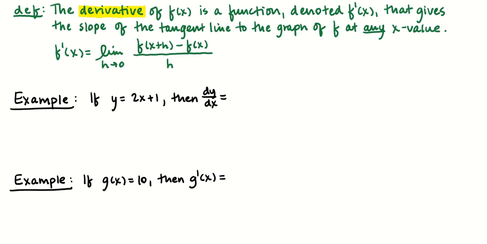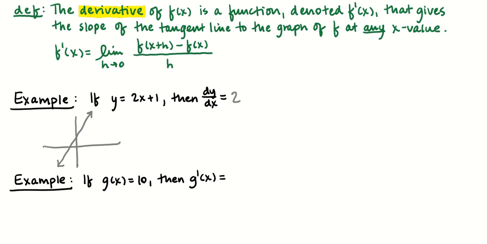All right, so here's a couple of quick examples to develop a couple of quick derivative rules. If we have y equals 2x plus 1, then dy dx is the slope of the tangent line to the graph of 2x plus 1 at any x value. So let's go ahead and draw a picture of this. Since y equals 2x plus 1, that's a line. A line has the same slope everywhere, so the slope of this thing is 2 at all x values. So dy dx is a constant.